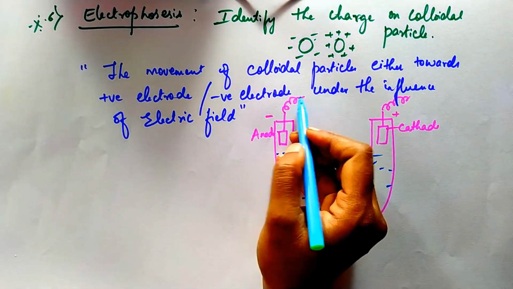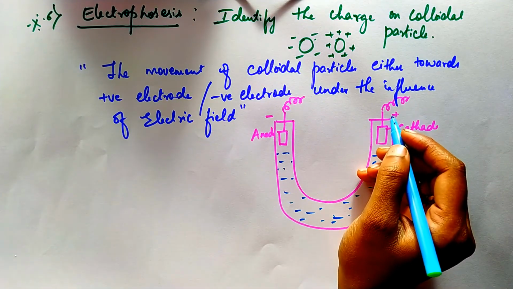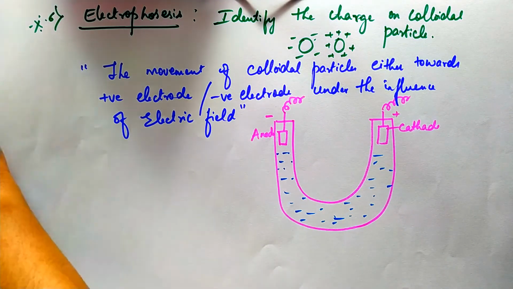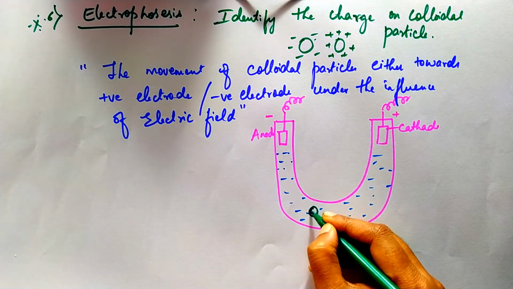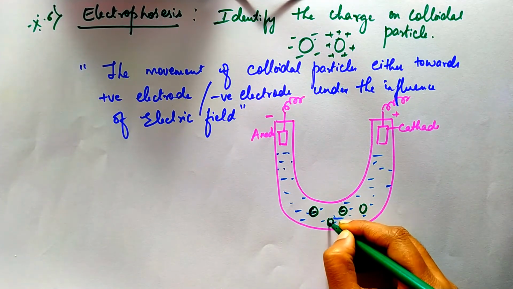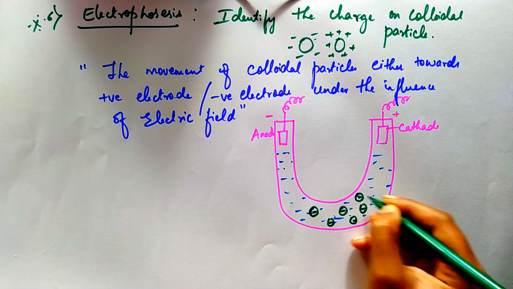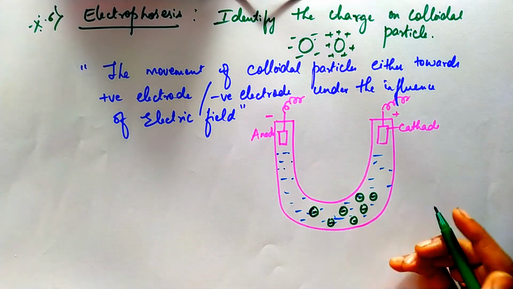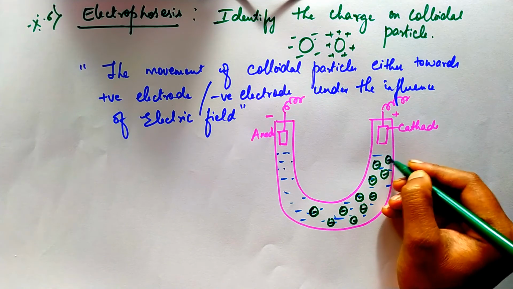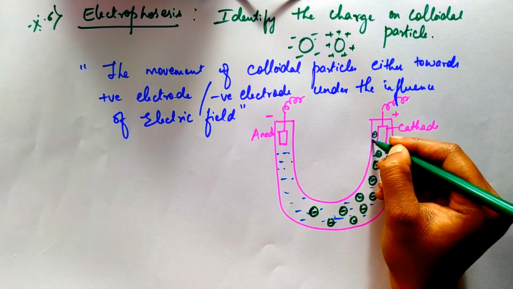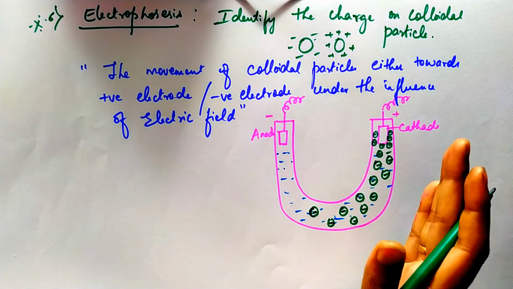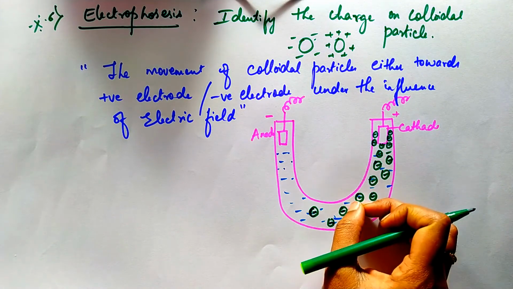On applying the electric current, what happens is, if the colloidal particle in the colloidal solution is negatively charged, then on applying the electric current, these negatively charged colloidal particles move towards the cathode and get deposited on the surface of the cathode electrode. This is the indication that the colloidal particle is negative.